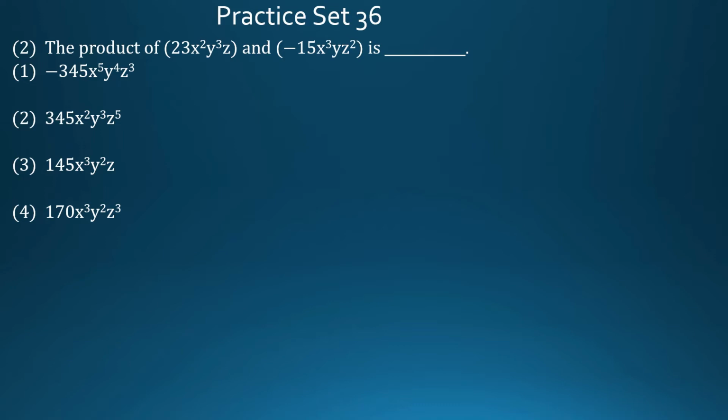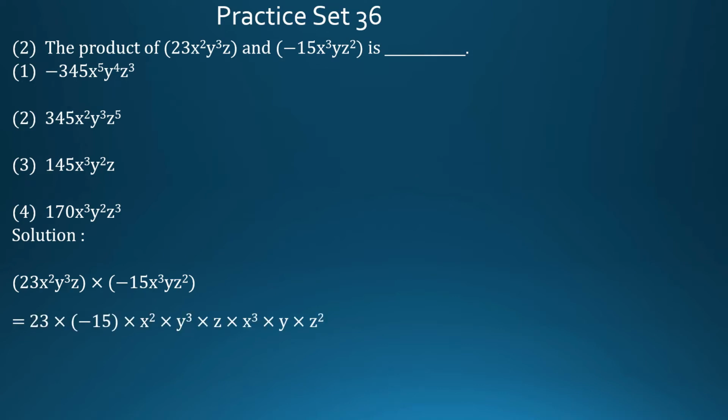So out of these four options, we have to find out which is the correct option by multiplying 23x square y cube z and minus 15x cube y z square. So let us find out by multiplying it. 23x square y cube z into minus 15x cube y z square is equal to 23 into minus 15, as we have studied how to multiply two algebraic expressions. First we have to multiply the coefficients and later on the variables. So 23 into minus 15 into x square into y cube into z into x cube into y into z square.